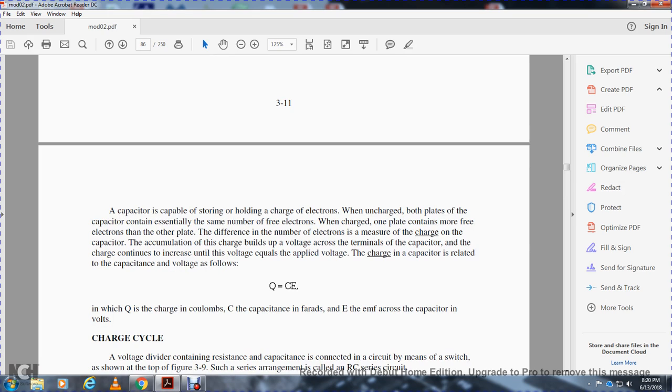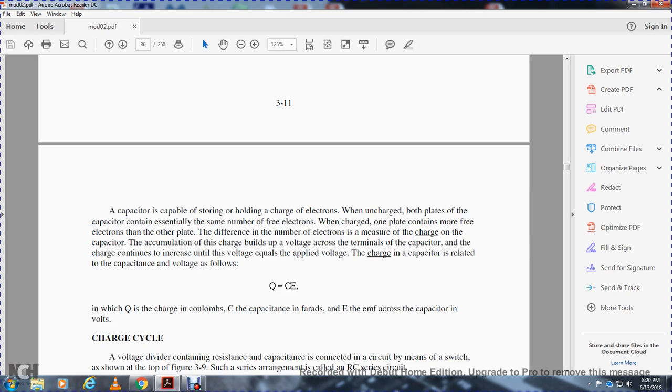All right. A capacitor is capable of storing and holding charge, in the form of electrons. When uncharged, both plates of the capacitor contain the same number of free electrons. When charged, one plate will contain more free electrons than the other, and the difference in the number of electrons is the measure of the charge on the capacitor. The accumulation of charge builds up the voltage across the terminals of the capacitor. The charge continues to increase until the voltage equals the applied voltage.